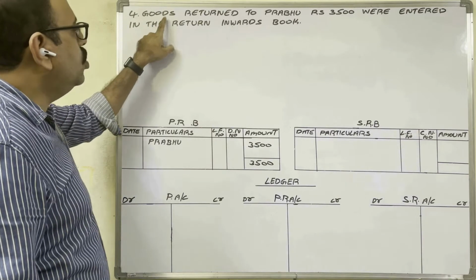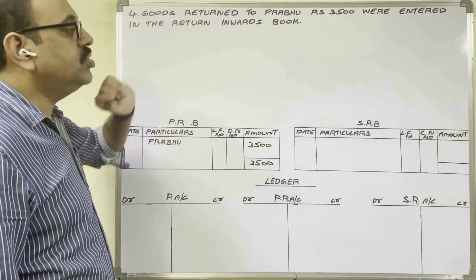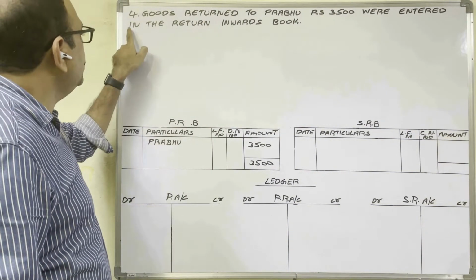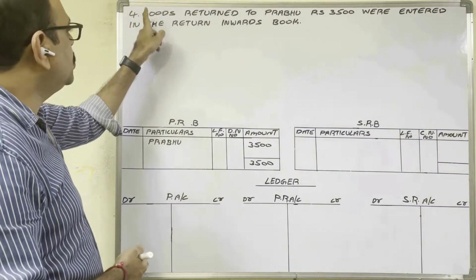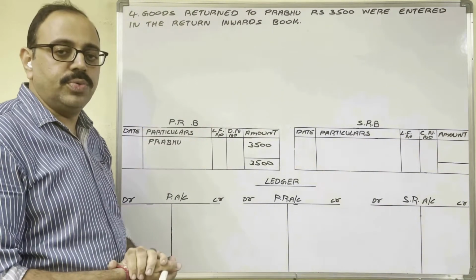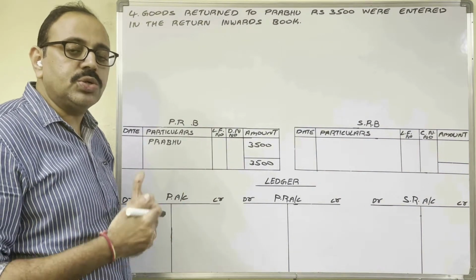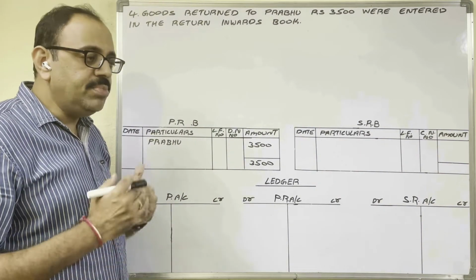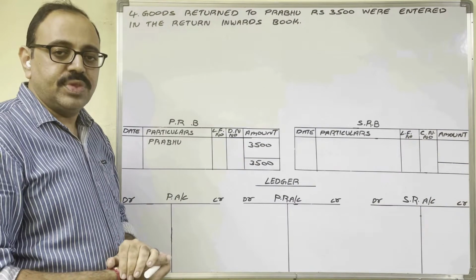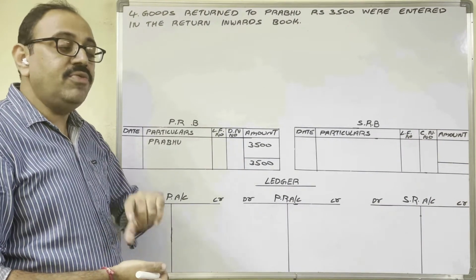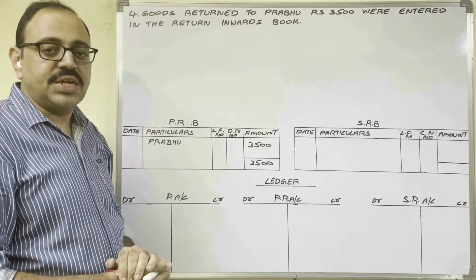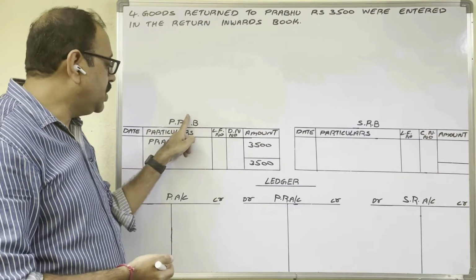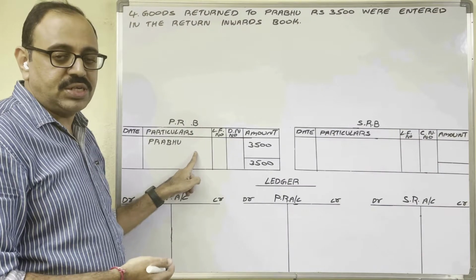Fourth point, goods returned to Prabhu 3500 were entered in the return inwards book. The transaction is goods returned to Prabhu. Once the firm purchased goods from Prabhu. Now the firm is returning these goods to him. So once we purchased and now we are returning to the supplier. This is a purchase return transaction. In the purchase returns book we should enter this transaction.